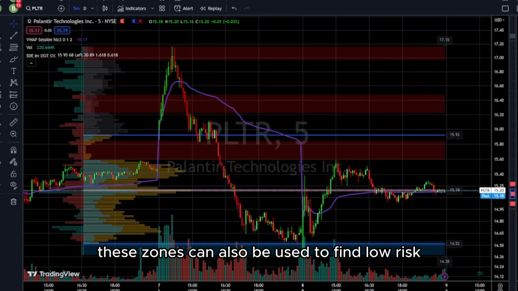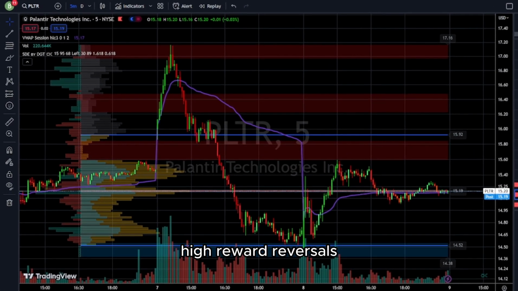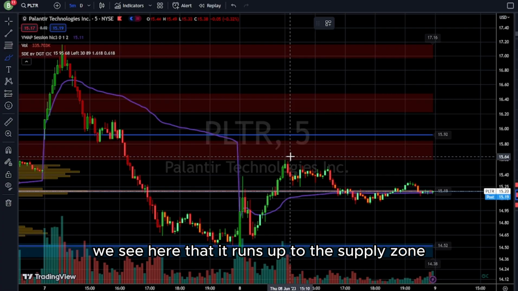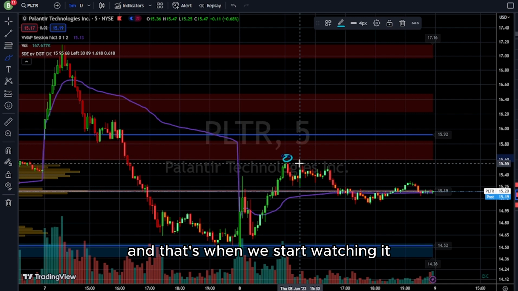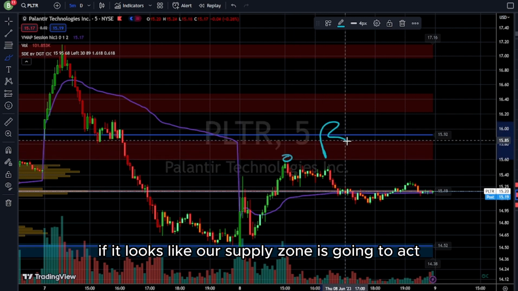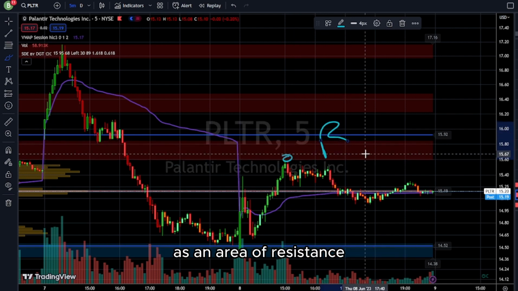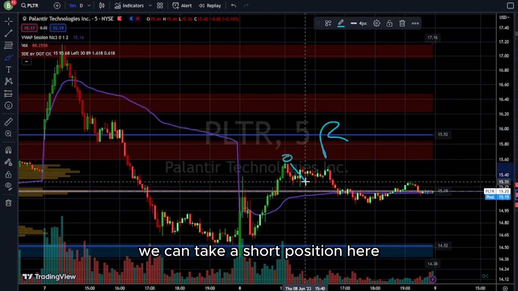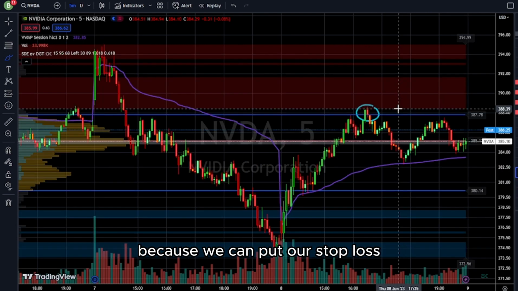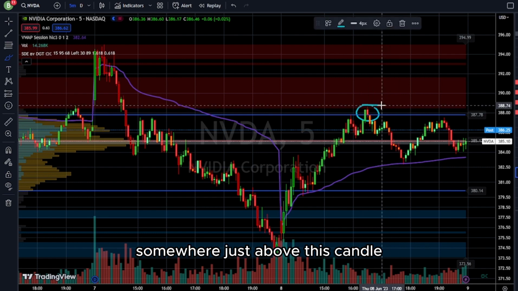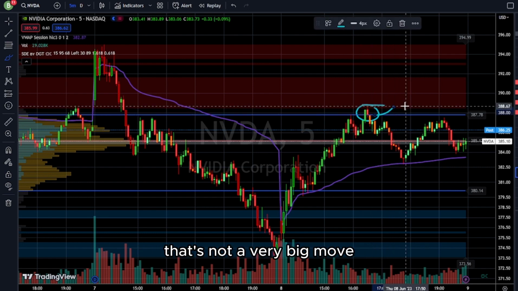These zones can also be used to find low-risk, high-reward reversals. We see here that it runs up to the supply zone and just barely touches it, and that's when we start watching it. If it looks like our supply zone is going to act as an area of resistance, we can take a short position here. These trades have a great risk-reward ratio because we can put our stop loss somewhere just above this candle. And as you can see, that's not a very big move.